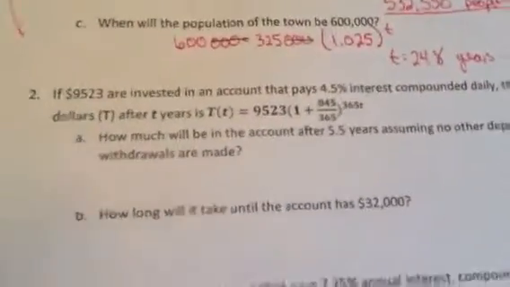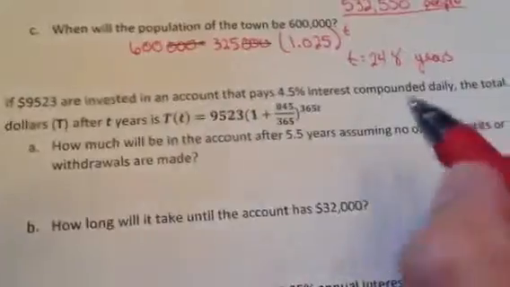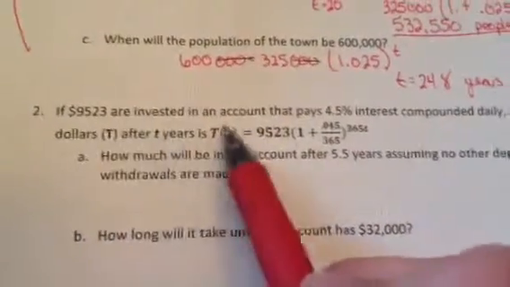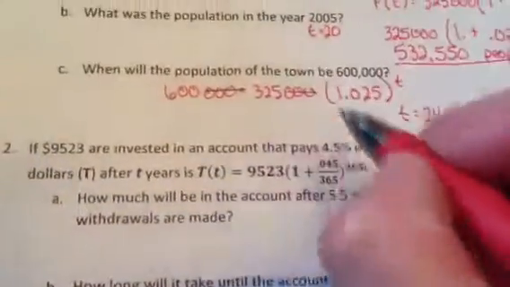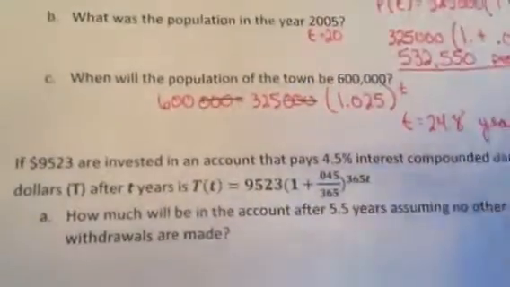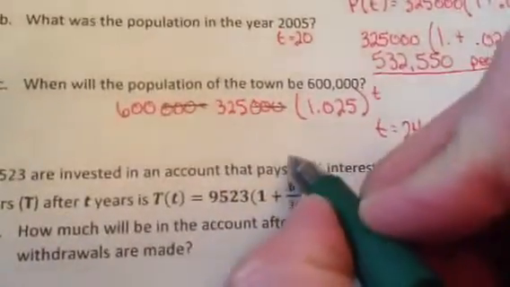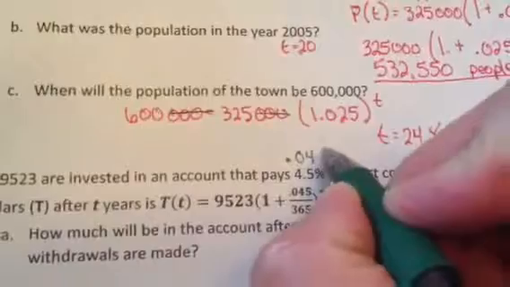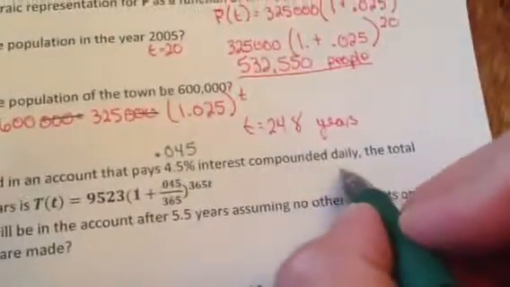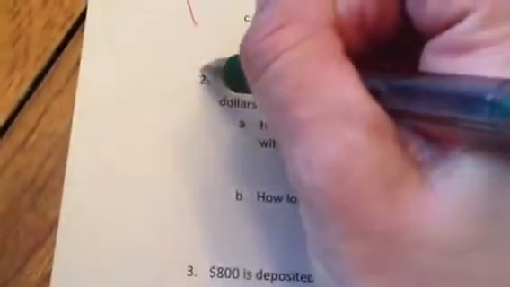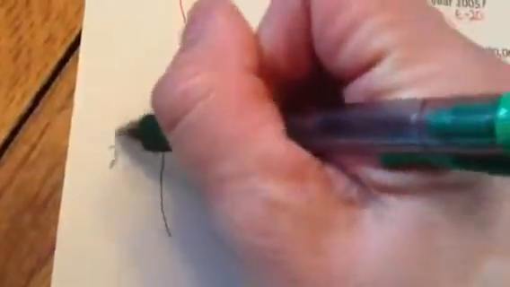All right, next problem. So number 2. They tell you how much is invested in an account that pays 4.5% interest. Again, when you do this, you're going to have to use the decimal version. So just remember, you'll be using 0.045, compounded daily. So of the formulas, I'm using the second one, and I'll be doing that on all of number 2.